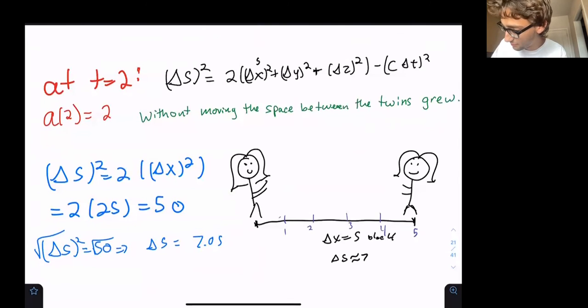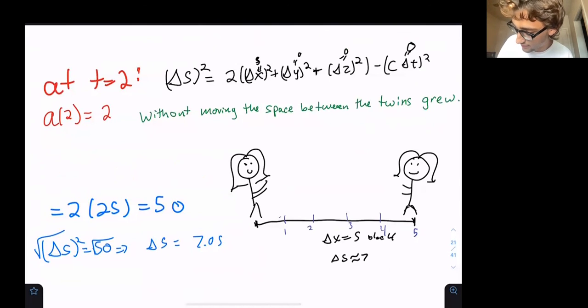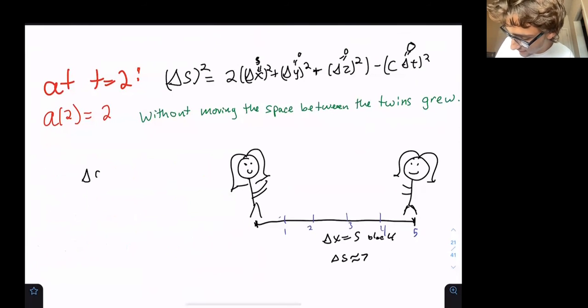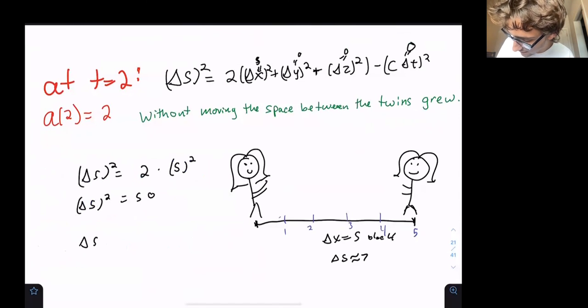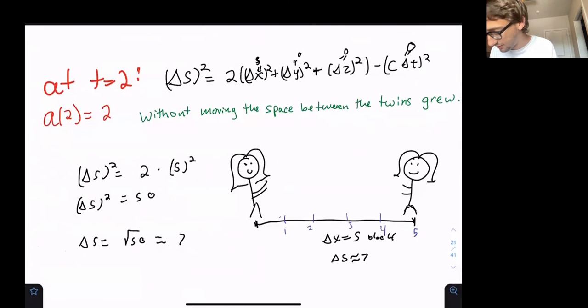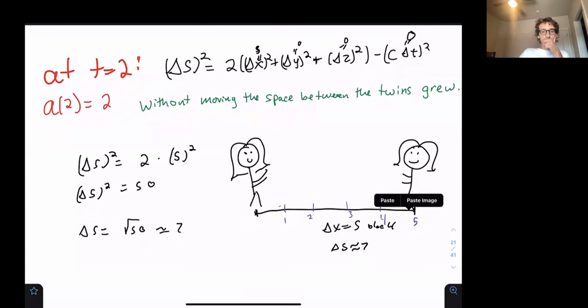However, when you plug in 5 here, with 0 for the time terms, you get ds squared equals 2 times 5 squared, which equals 50. So ds equals the square root of 50, which is about 7. 7 squared is 49, so it's about 7. Cool. So now their distance actually expanded.